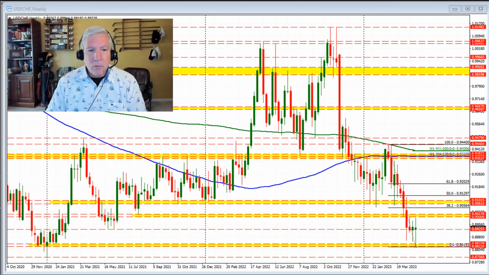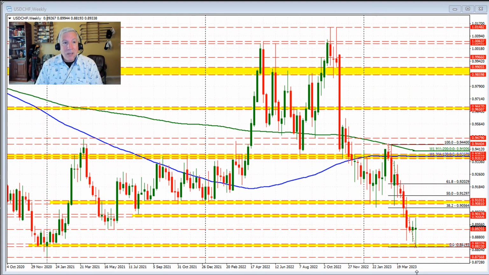I'm going to take a look at the dollar versus Swiss from a technical perspective, so let's get going. I'm going to start by taking a look at the weekly chart. Why? Because the dollar versus Swiss moved to the lowest level since January of 2021, over 2 years ago.